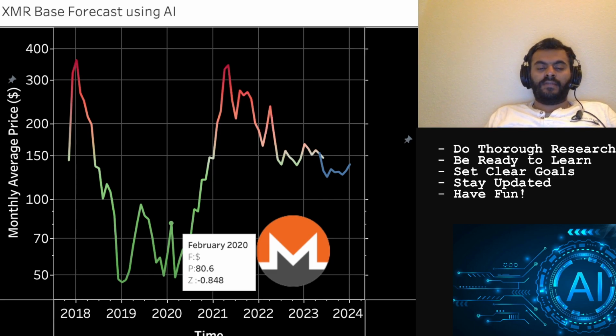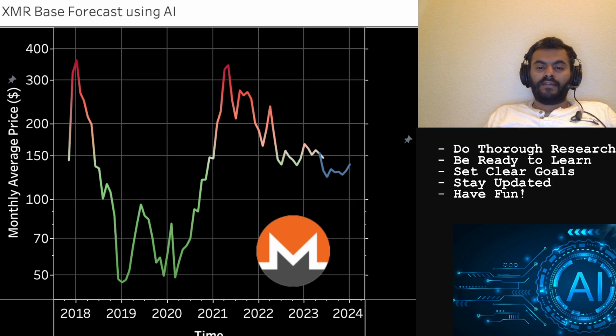Similarly, let's compare a month in February of 2020. The price at that point was $80 and the z-score was negative 0.84. That means to the downside it was 1.84 standard deviations. To the downside the z-score was.